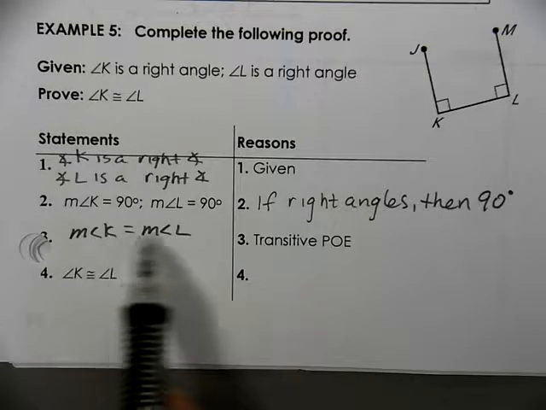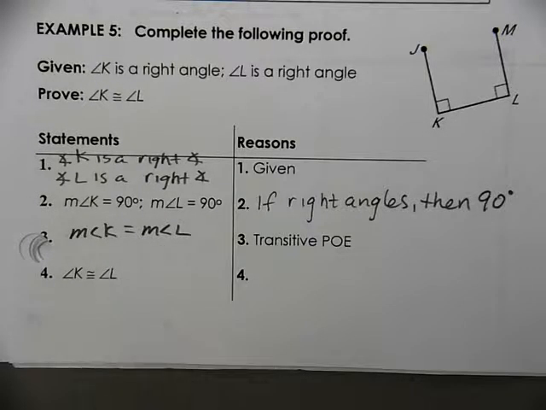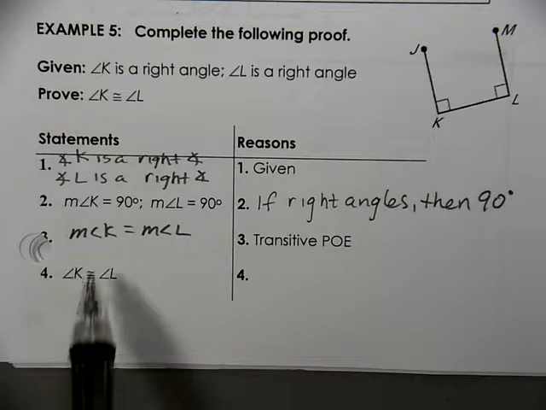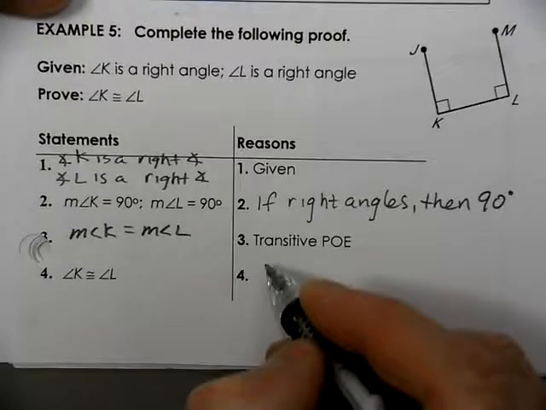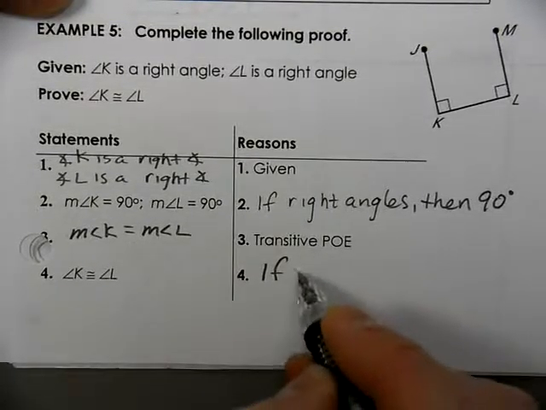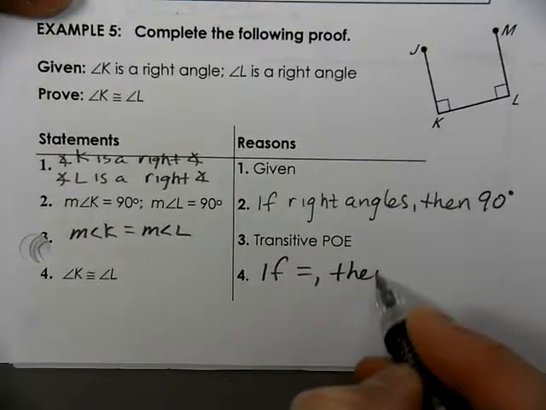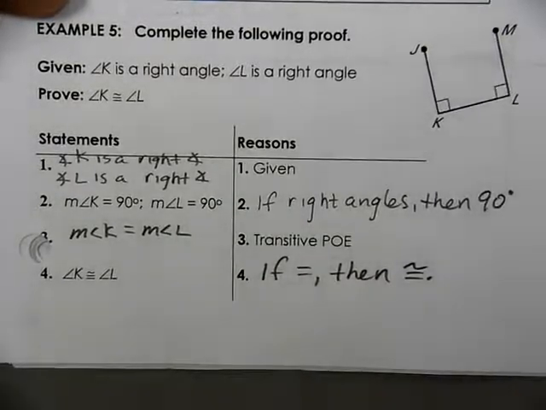Then we're going to turn the equalness into congruence. That's the only part that's different. K is on the left, L is on the right. If equal, then congruent. If two angles are equal in measure, then they are congruent to each other. That would be the long amount of words you could use. This is the shortcut. Enjoy.